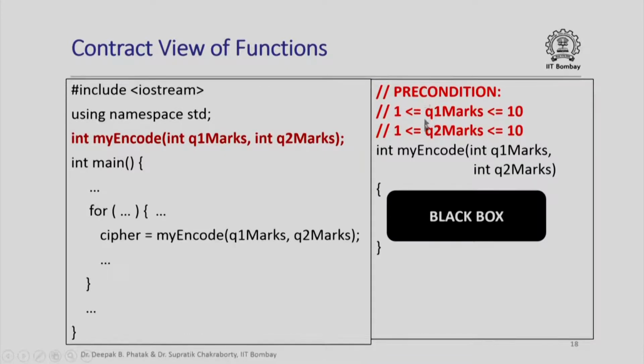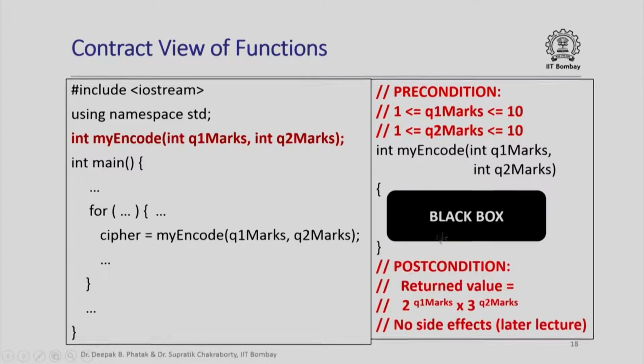So here the preconditions might be that both the input arguments lie between 1 and 10. And what are the postconditions, what are the relations between the returned value and the input arguments that myencode is going to guarantee if I satisfied the precondition? So in this case, the postcondition could be: returned value is 2 raised to q1 marks times 3 raised to q2 marks, and no other side effects. We will see in a later lecture what side effects of functions mean.